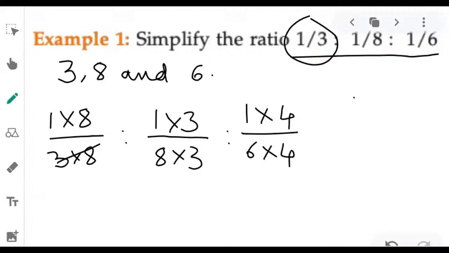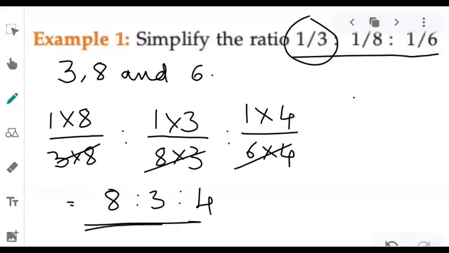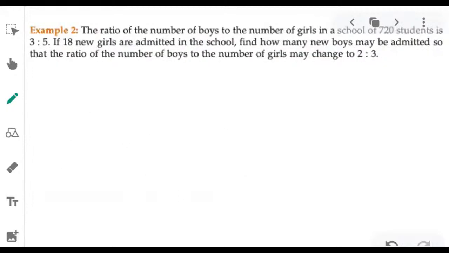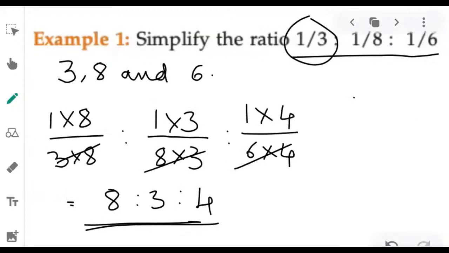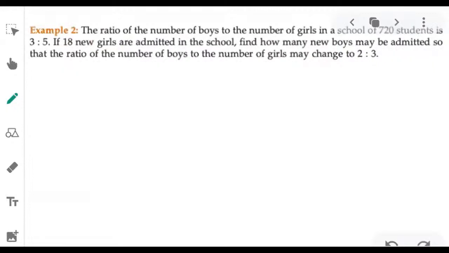So the denominators are all the same, 24. So my numerator is 8:3:4. This is my simplest form of this. All right. So we'll move on to actual problems that will come in your exam. I'm hoping that this won't come, but yeah, this might also come in your 1 mark problems or something like that.